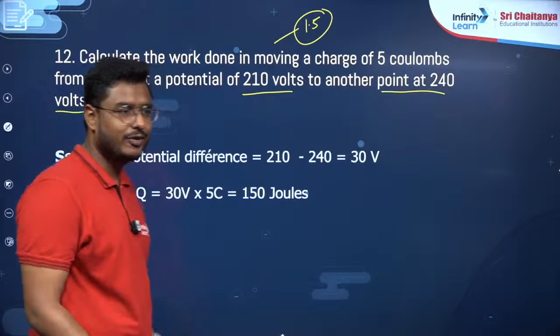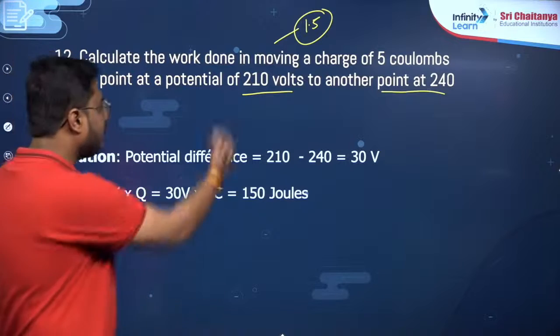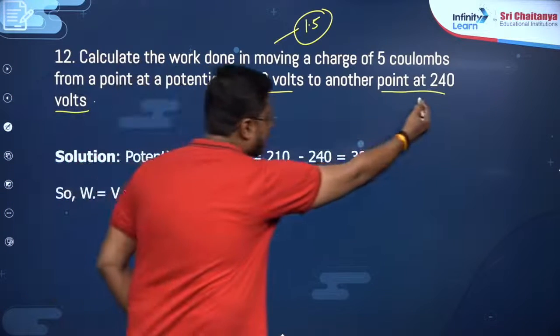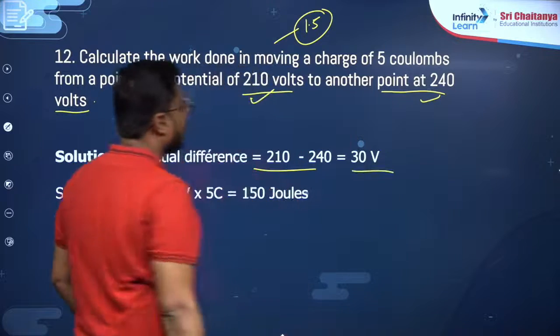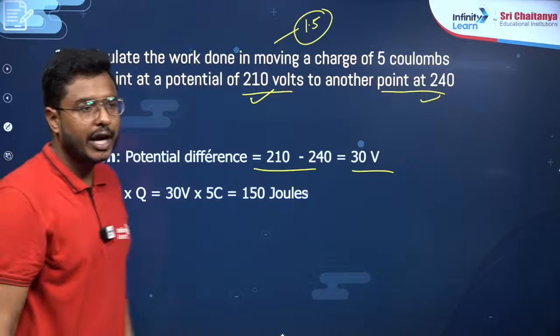Definitely the right answer is 150 joule. Very simple thing. Potential difference, how can we calculate? Definitely it is 240 minus 210 volts. So what will it be? 30 volt. Now the charge given here is 5 coulomb.